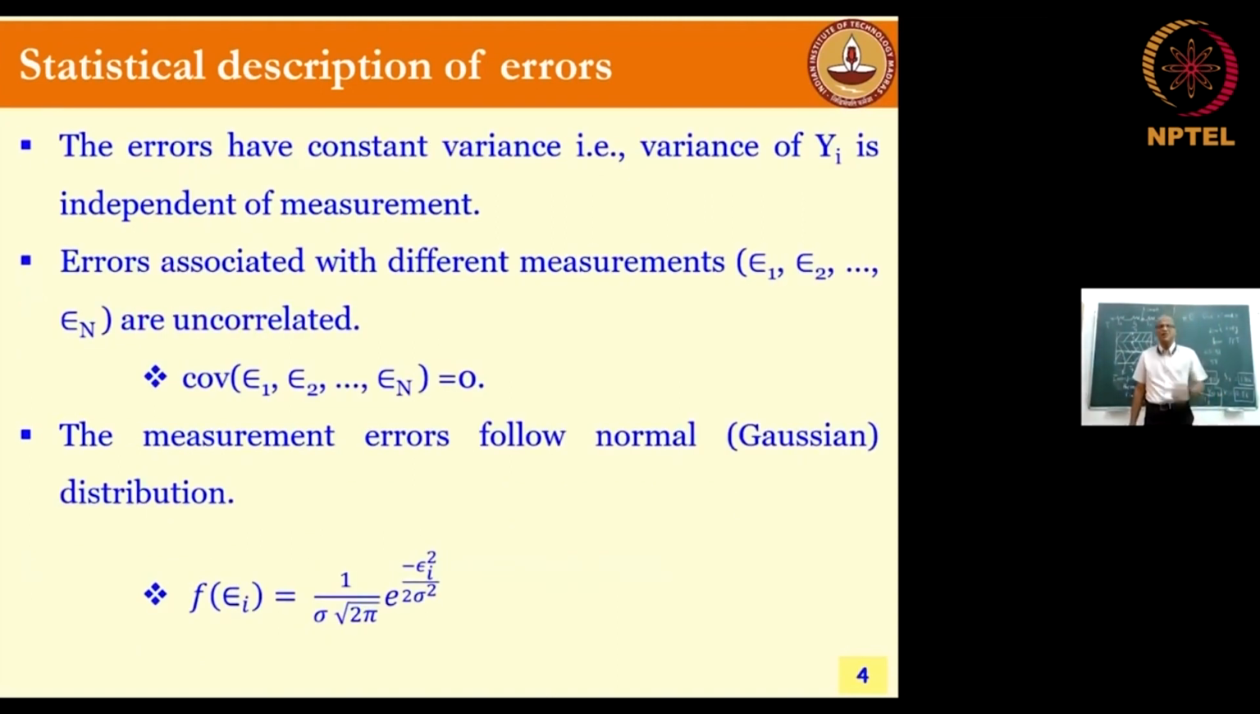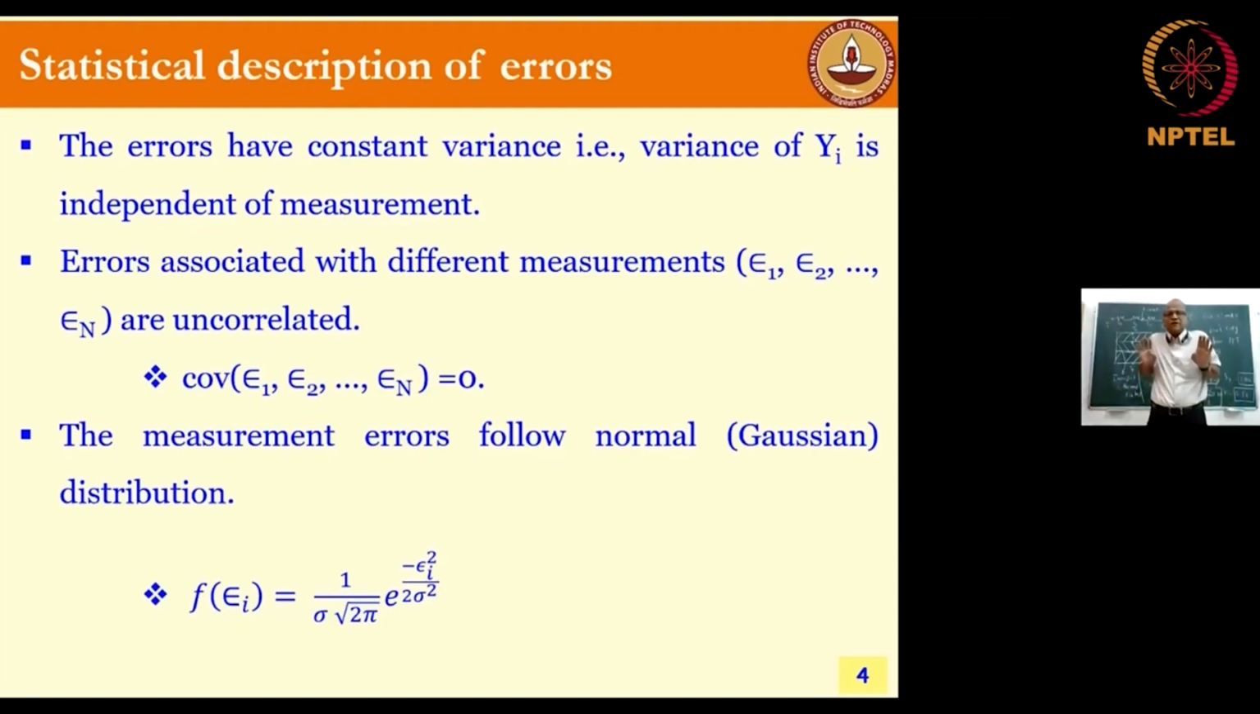The errors have a constant variance, so the variance is independent of the measurement. Please note that when I formulated, the variance can also be a function of the measurement. That won't be a simple least squares. It will be what is called the weighted least squares, which we will discuss a little later. It's a little bit advanced. After some time, we'll discuss it. I will solve one problem with that also.